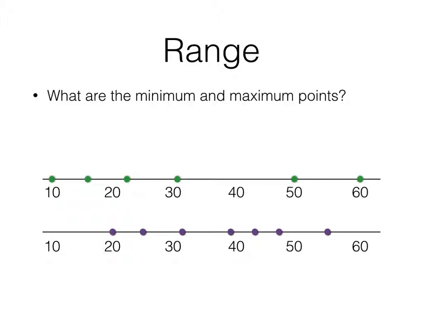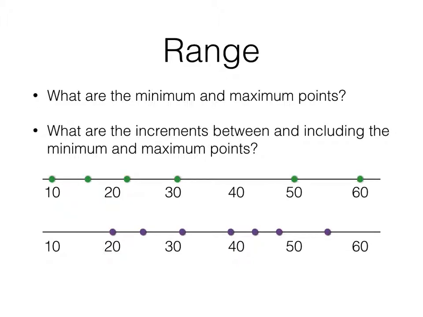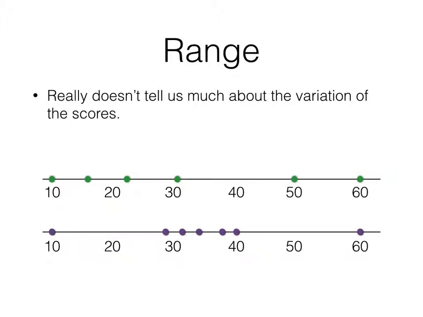See if you can figure out the range for the purple data set. The maximum is 55 and the minimum is 20. Hopefully you came up with a range of 36. In other words, there are 36 increments starting with 20 and marching all the way up to and including 55 in this data set. Range is useful, but it really doesn't tell us much about how the data points fall along the range. The range is the same for both of these two data sets, the green one and the purple one, but they are very different data sets, so you can see how limited range is.